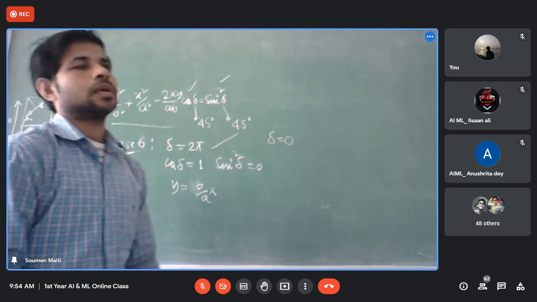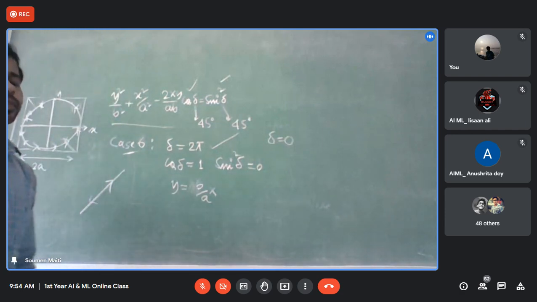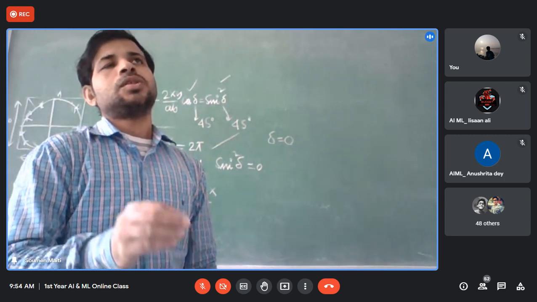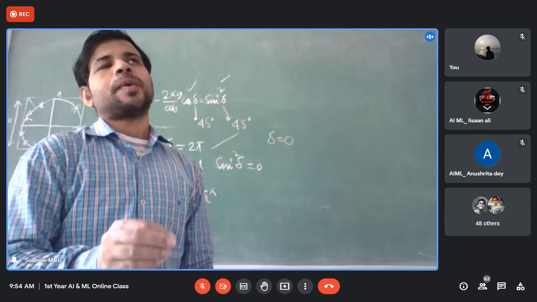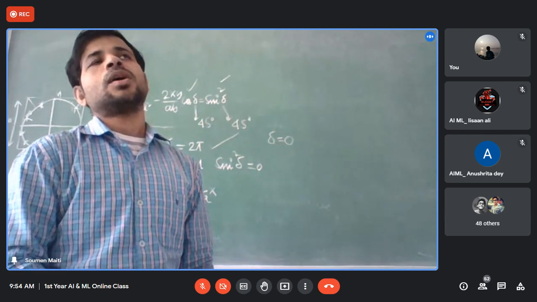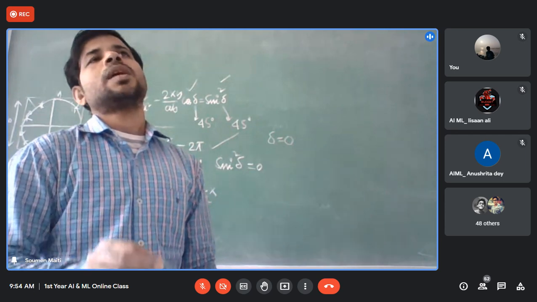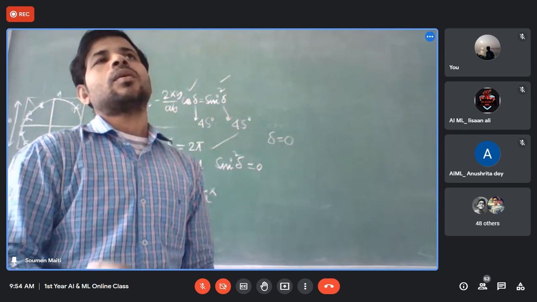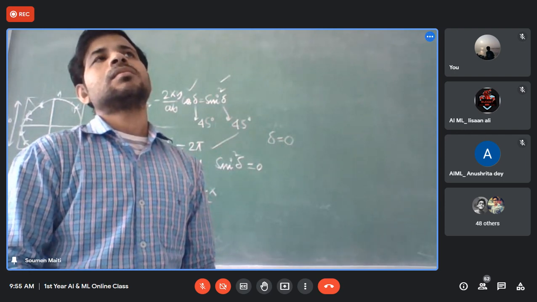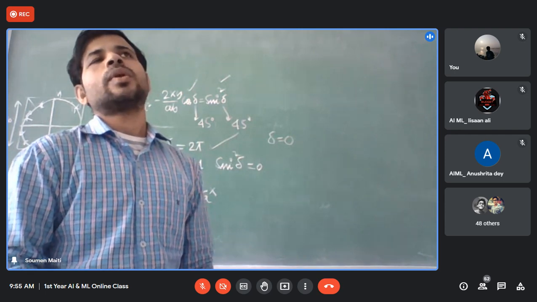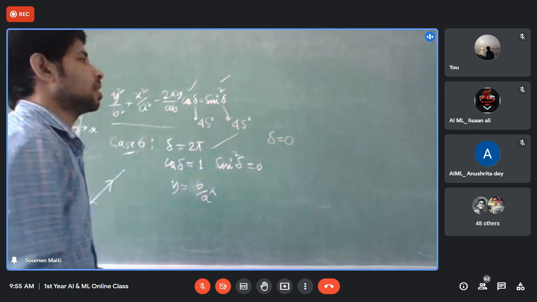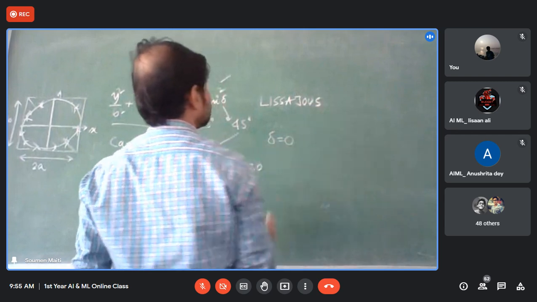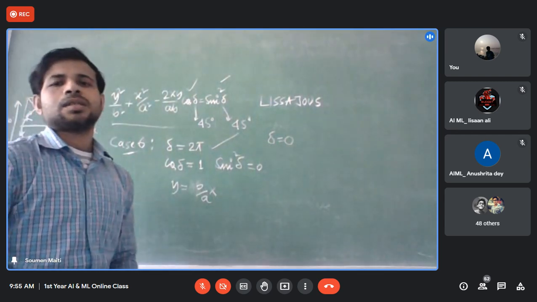Now write it down in your copy. The geometrical figures obtained by the superposition of two SHM acting perpendicular to each other is known as Lissajous figure.